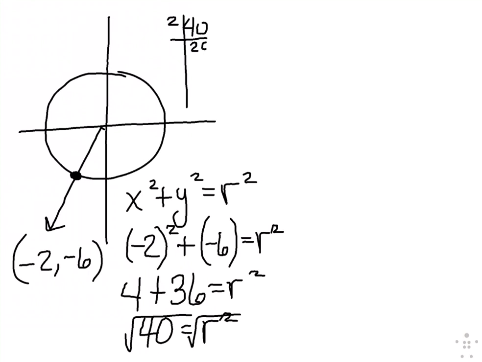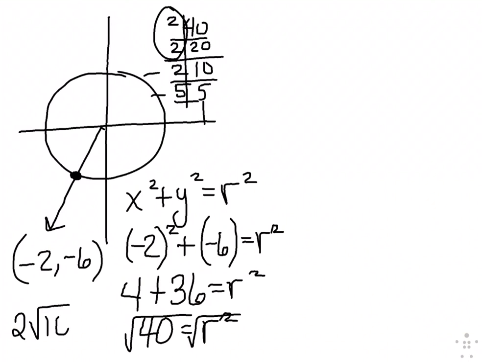2 goes in there 20 times. 2 goes in there 10 times. 2 goes in there 5 times. And 5 goes in there once. I got a pair of 2s, a 2 and a 5. What do I do with the 2 and the 5? The pair of 2s comes out, and the 5 stays inside. So there's your radius.